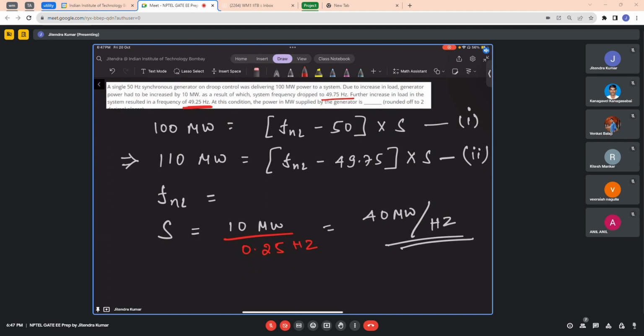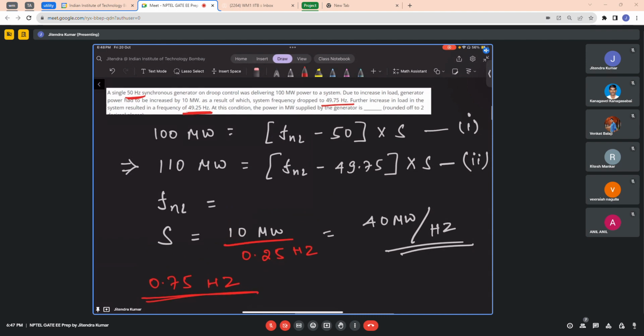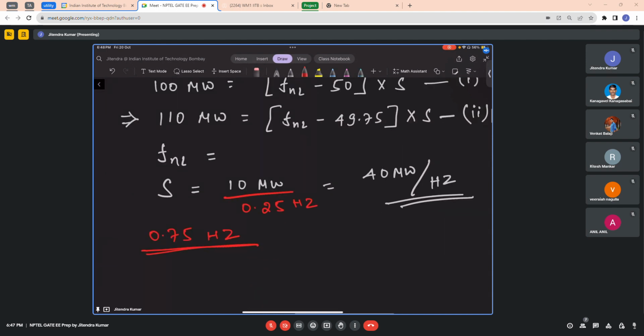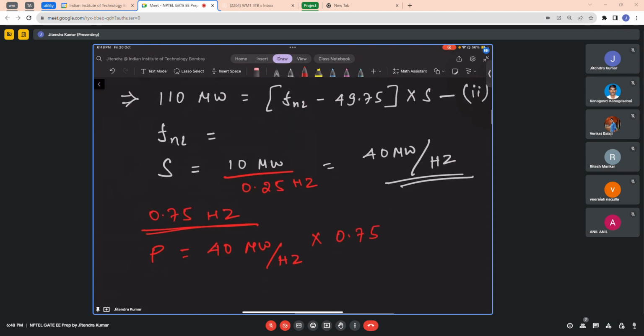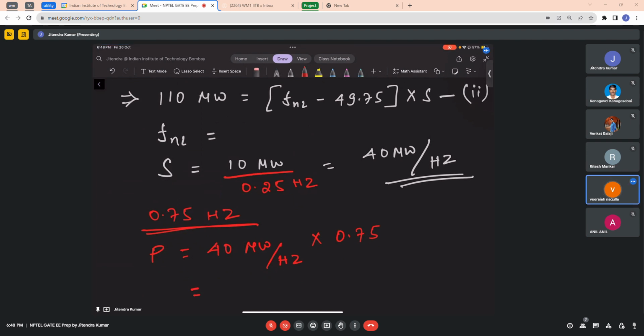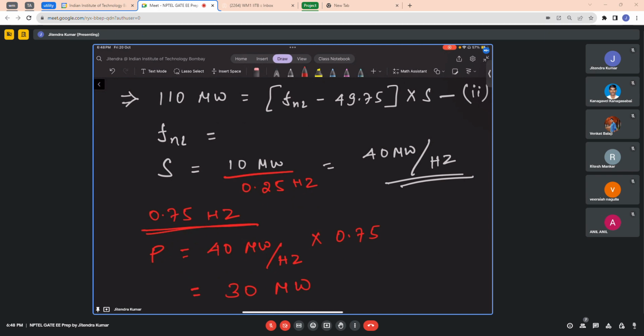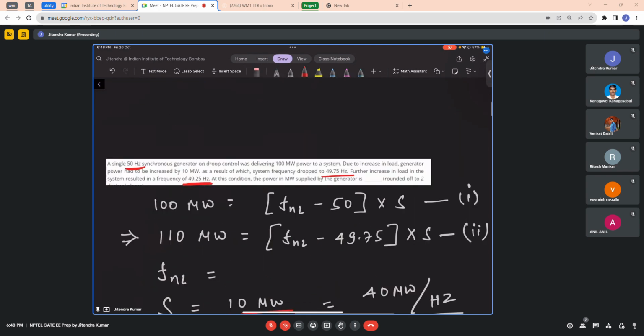From 50 to 49.25, so it is how much? 0.75 hertz. So 0.75 hertz from the initial condition, I am counting it from 50 to 49.25, and initial power was 100. Let me find out the power at this droop. With 40 megawatt per hertz as the droop characteristic and the droop in frequency 0.75, this is 30 megawatt. So this much power will be, is this the answer of this problem?